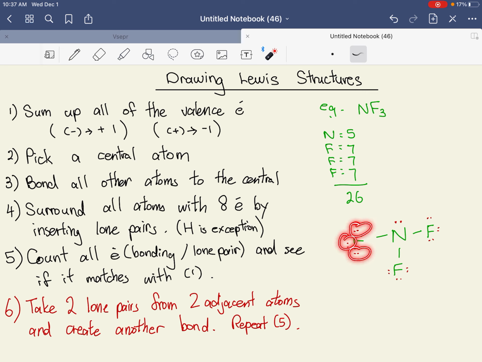2, 4, 6, 8, 10, 12, 14, 16, 18, 20, 22, 24, 26. Oh yeah. Exactly the number I'm looking for. So this is nitrogen trifluoride.